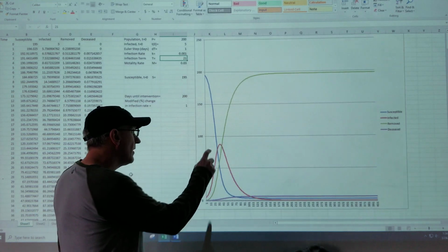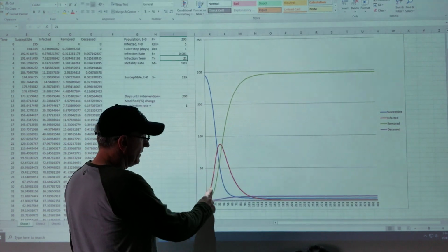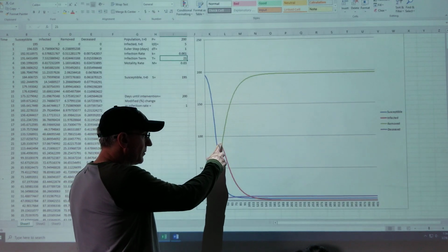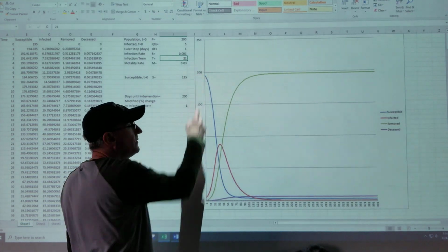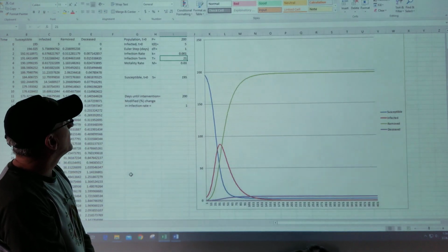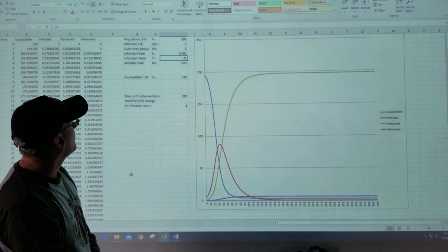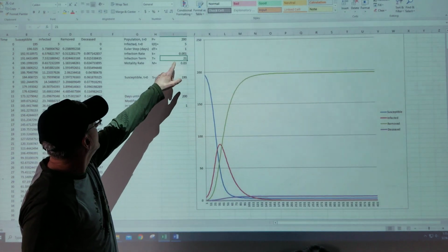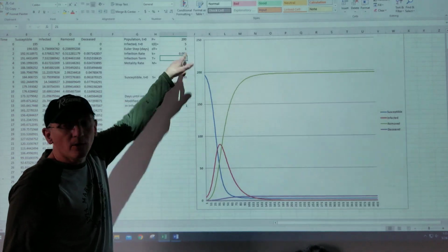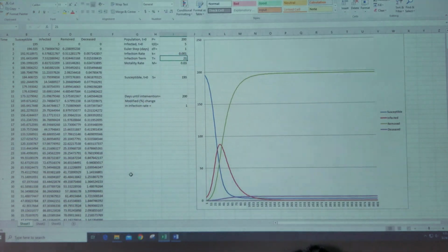Mostly because of how high this population of infected people gets relative to the total population. We're going to go up here now and play around with the infection rate and the infection term. First, let's go with a much smaller infection rate. Let's cut it in half.